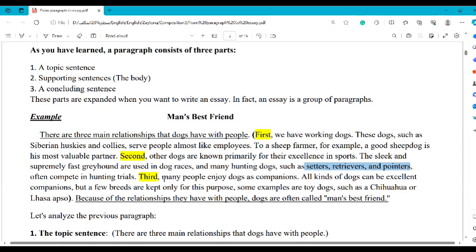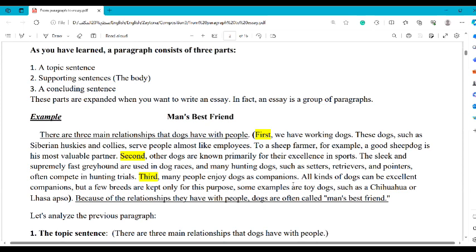we wrote third, comma, in order to introduce the third idea, or the third relationship of the dogs. Many people enjoy dogs as companions. Companions, like when you have a companion, so you have a colleague or a friend, or a person that you love to go with.